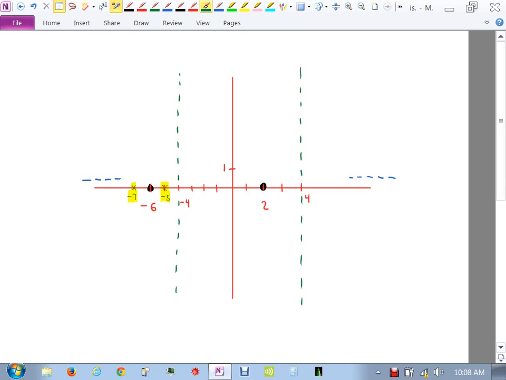Missing one. Hold on, I'm moving from left to right. So between -4 and 2, anything I want between -4 and 2: 1, 0, any of those. I like 0. 0 is always a nice number to plug into a function, right? Because it kills a bunch of stuff off. So my next test point here is 0.